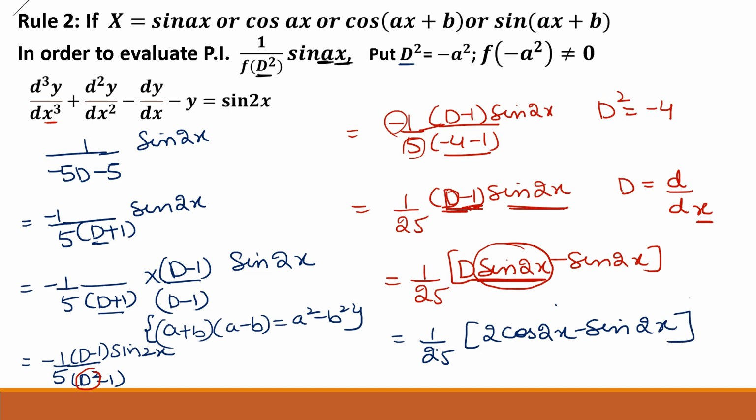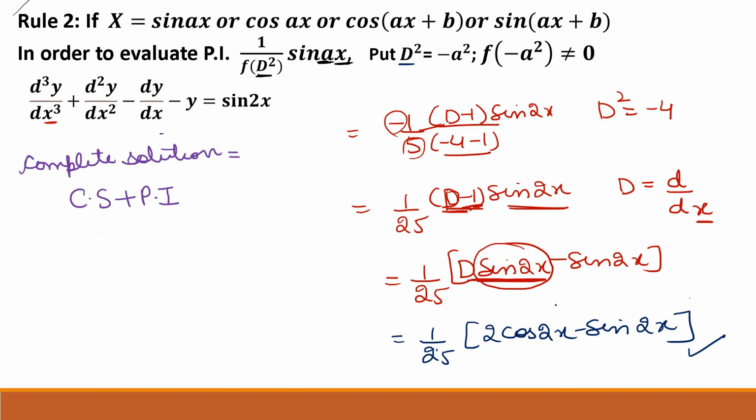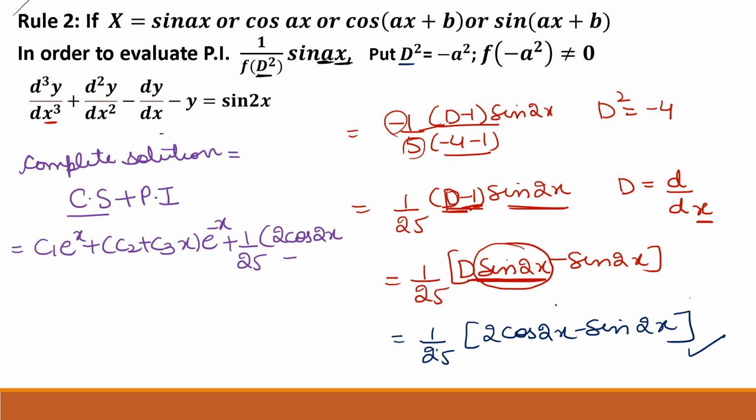Now you can see we are not having any D operator, so this is the final result for the particular integral. The complete solution will be the complementary solution plus the particular integral. We have already calculated both. The complementary solution, though I have erased it, was c1 e to the power x plus (c2 + c3x) e to the power minus x. And our particular integral is 1 by 25 (2 cos 2x minus sin 2x), which I have written over this because we are not having space here.